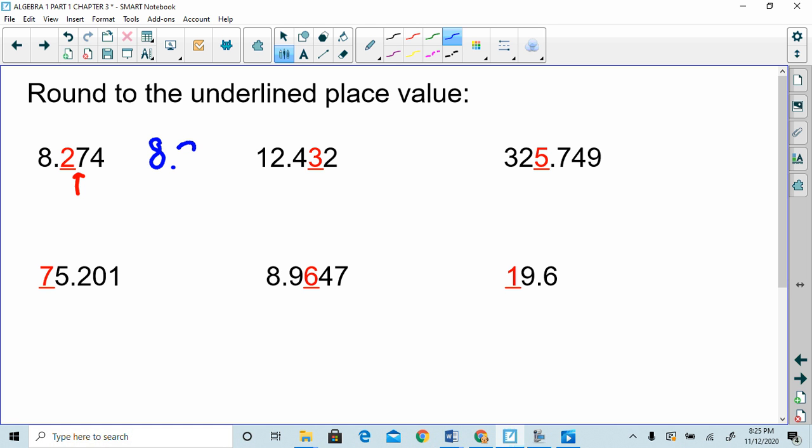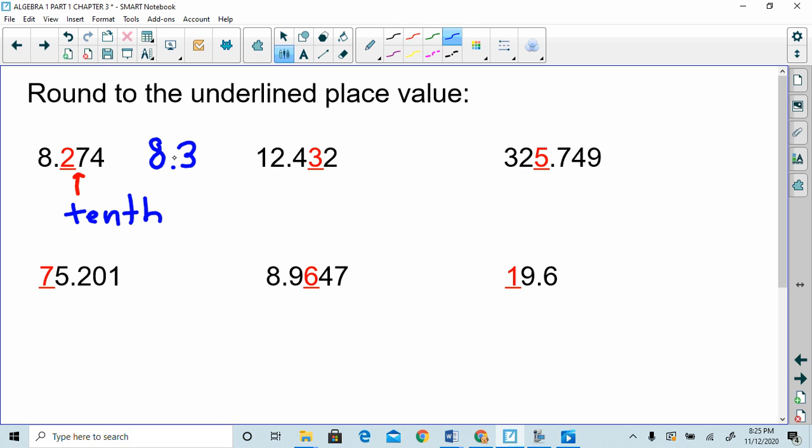Now I'm going to leave my answer 8 3/10. I was rounding to the nearest tenth. So when I say my answer, I want to round to the nearest tenth, 8 3/10. If I start adding zeros, that changes the name of the decimal. It doesn't change the value, it's equivalent, but they want us to end at that place value, so don't add more zeros.